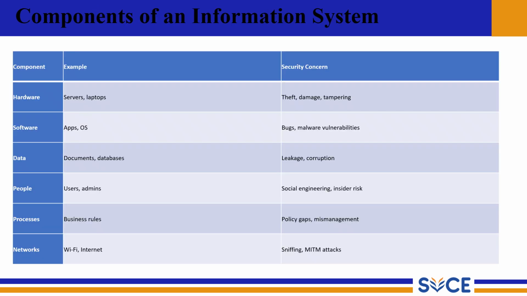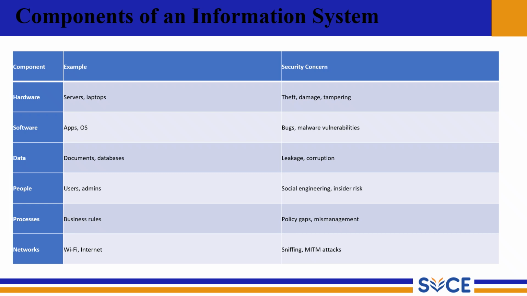So the next one is components of an information system. These are the components: hardware, software, data, people, process, and networks. For hardware, the examples are servers and laptops, and the security concerns are theft, damage, and tampering. Then software, with examples of apps and OS. The security concerns are bugs and malware vulnerability. The next component is data. The examples are documents and databases. The security concerns for data are leakage and corruption.